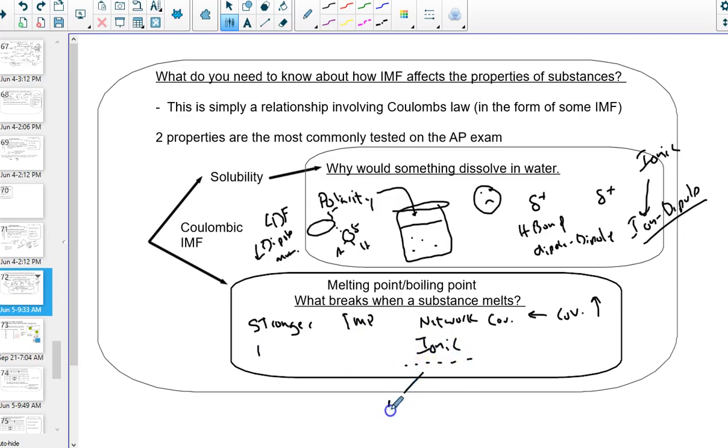So you have things like hydrogen bonding, and just dipole, or various London dispersion forces. You really need to know what breaks when something melts. Sometimes that will indicate the size or the magnitude of the melting point or the boiling point. Weaker bonds are more easily broken, so they have lower melting points. Pretty important concept.